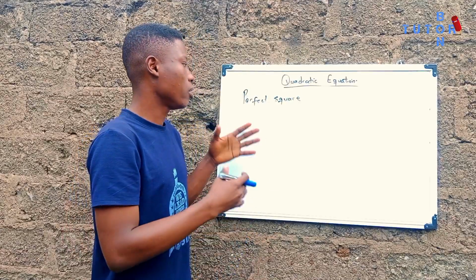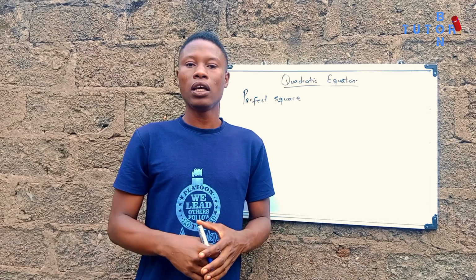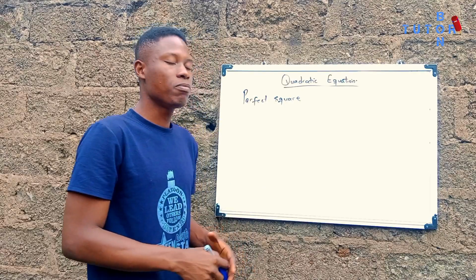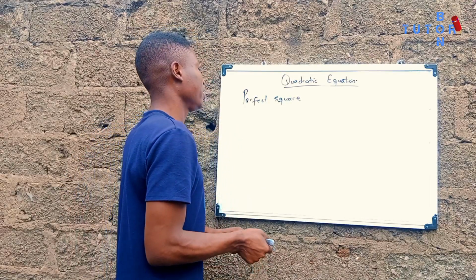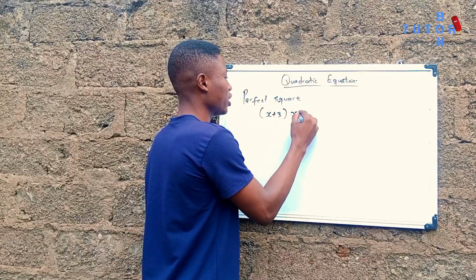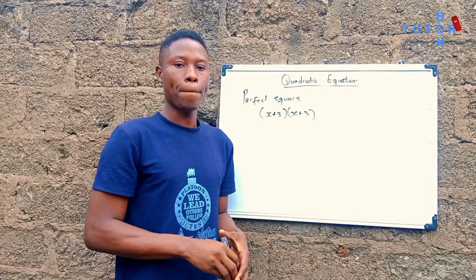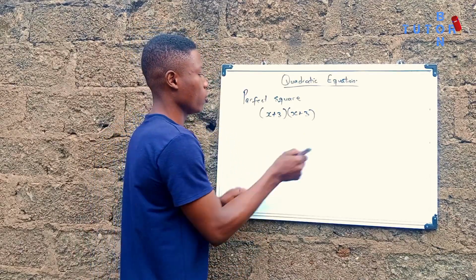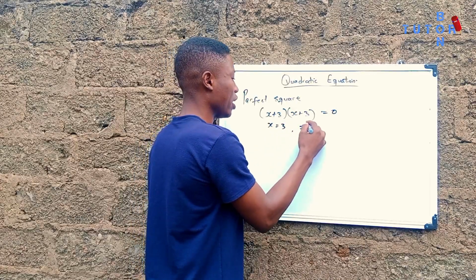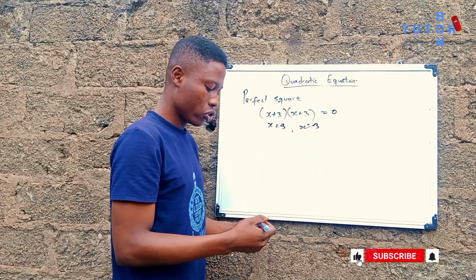Now, what we have next is the perfect square. Before you can call a pair of quadratic factors a perfect square, it means they are the same. An example of a perfect square is x plus 3 into bracket x plus 3. Can you see? It gives you the same factors. If you want to solve this, let's say it equals 0, you have your x to be minus 3 and your other x also to be minus 3.